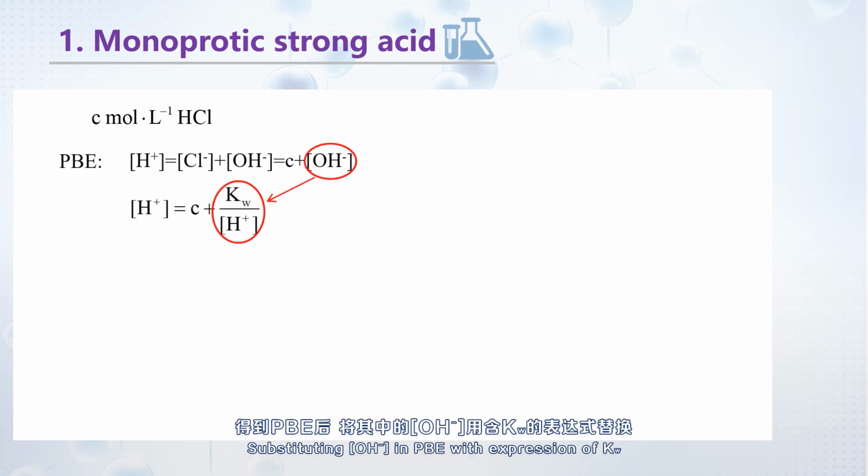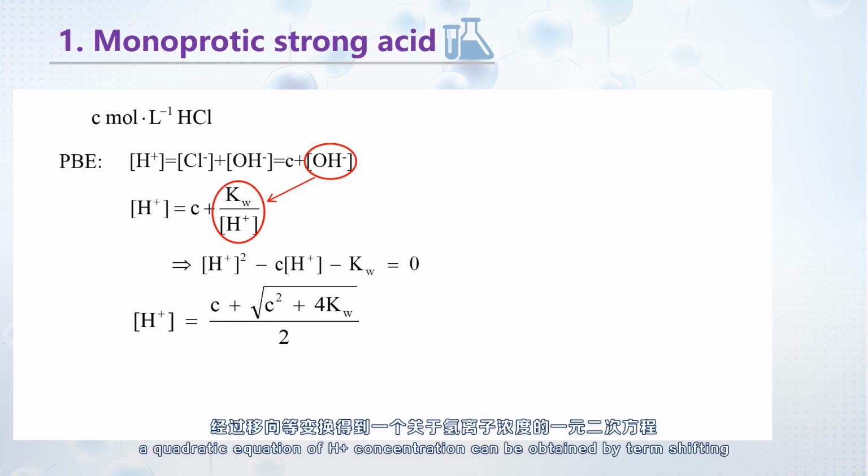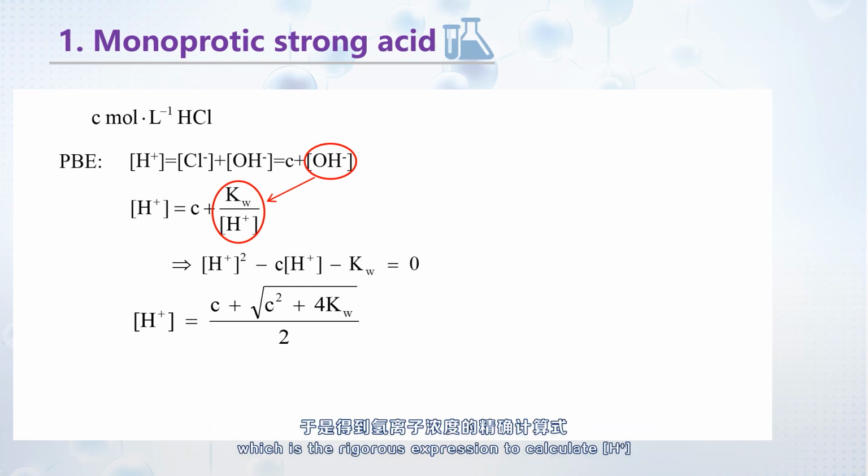Substituting hydroxide in PBE with expression of Kw, a quadratic equation of hydrogen concentration can be obtained by term shifting, which is a rigorous expression to calculate hydrogen. Although the quadratic equation has a formula for exact solution, such a calculation with a radical sign is still complicated.